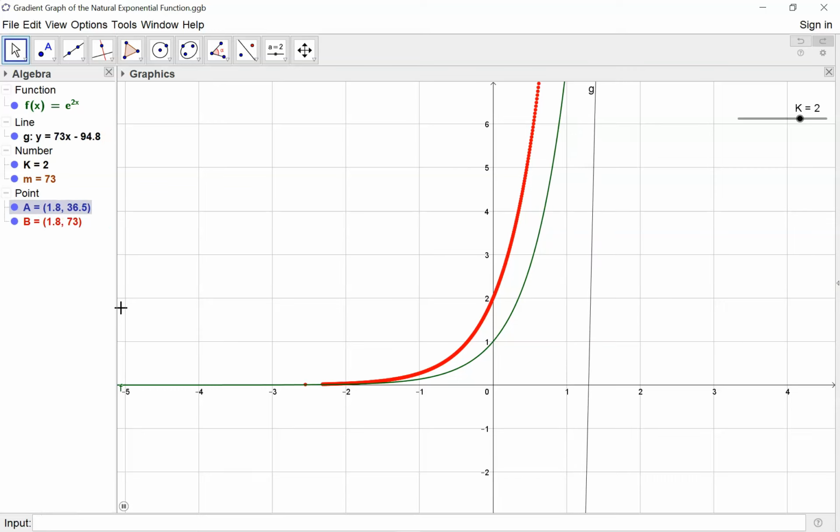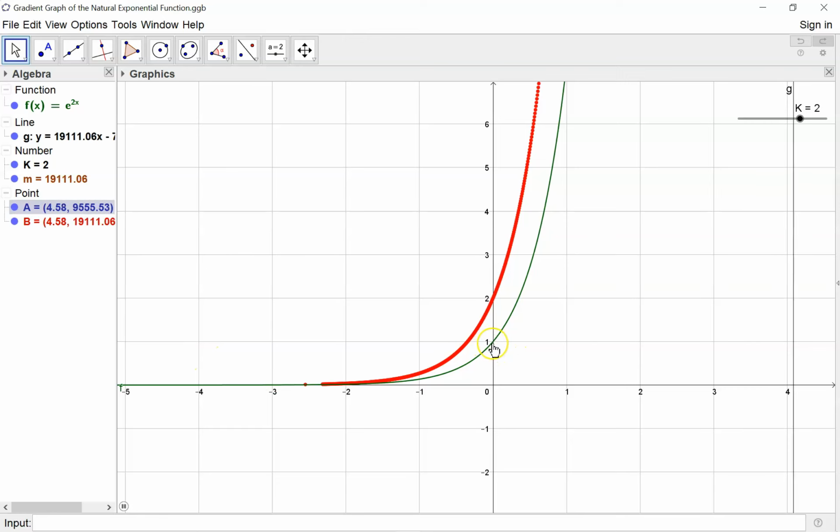Okay, so remember, when you dilate a function by a factor of half from the y-axis, you're multiplying the x values by half. So this is making the exponential function a lot steeper. Therefore, the gradient's going to be steeper. So you'll see at this point here that we know that the gradient here is going to be actually 2 instead of just 1.